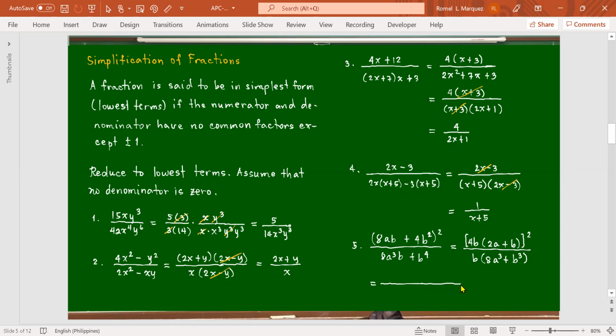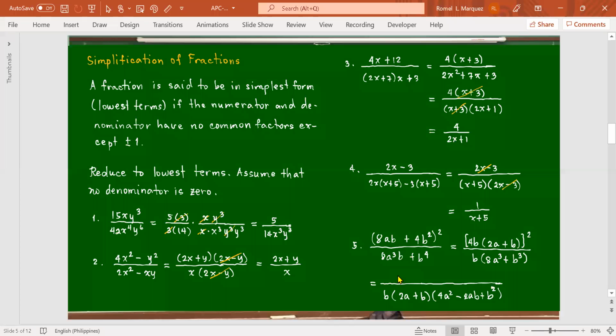Can you give me the factored form of that? How do you identify 8a cubed plus b cubed? That is what, guys? Sum of 2 cubes, right? So what are the factors here? 2a, the cube root of 8a cubed, plus b, the cube root of b cubed. The remaining factor is a trinomial. Square the first, minus the product, so that is 2ab, plus the square of the second, b squared, no? Okay, children?